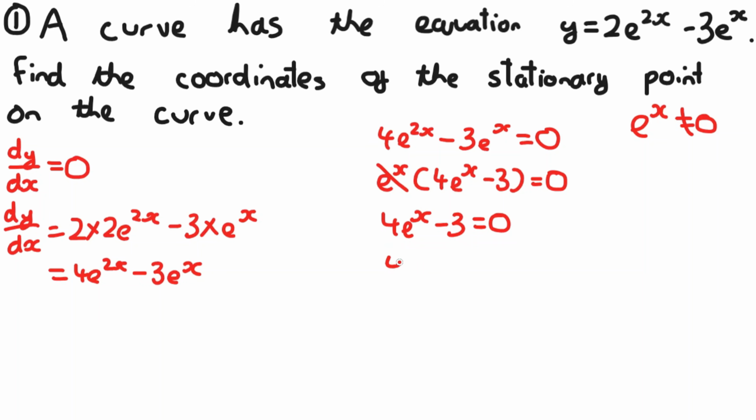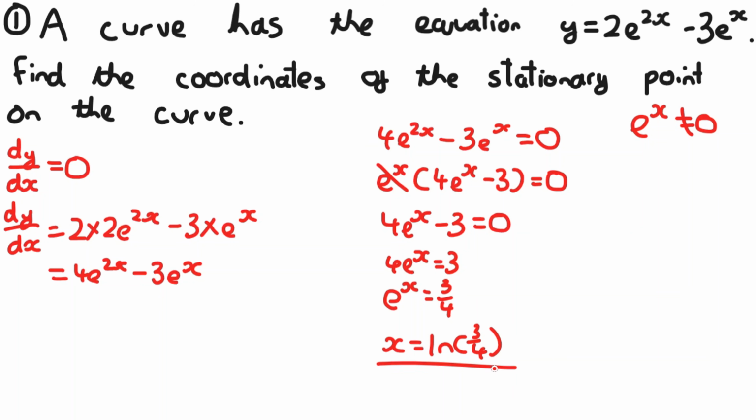So we move the 3 onto the other side, so it becomes 4e to the power of x is equal to 3, and then divide both sides by 4 to get e to the power of x is equal to 3 over 4, and therefore x is equal to the natural log of 3 over 4. This is the only solution for this equation when it's equal to 0. So there's only one stationary point, which makes sense because it says find the coordinates of the stationary point. There's no s here, it's just singular, so this tells us that we're only looking for one stationary point.